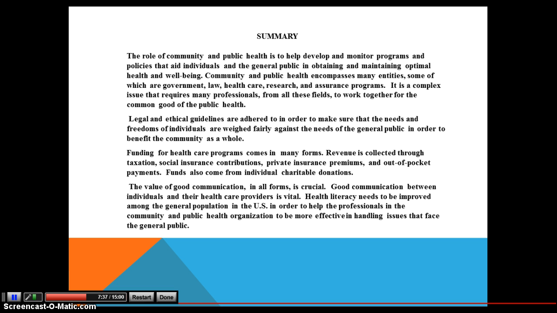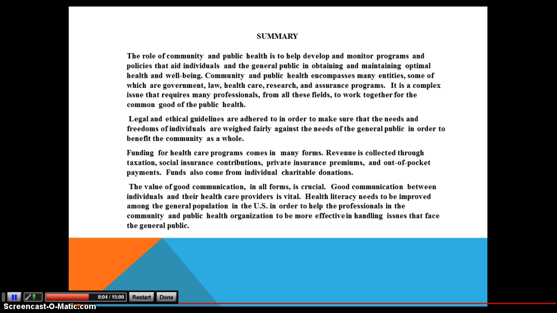Legal and ethical guidelines are adhered to in order to make sure that the needs and freedoms of individuals are weighed fairly against the needs of the general public in order to benefit the community as a whole. Funding for healthcare programs comes in many forms. Revenue is collected through taxation, social insurance contributions, private insurance premiums, and out-of-pocket payments. Funds also come from individual charitable donations.